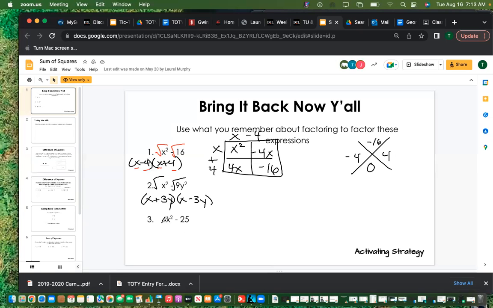All right, on the last one, same thing's going to happen. I'm going to take the square root of both of these. What's the square root of 4? 2. What's the square root of x squared? What's the square root of 25? So we're going to get a 2x plus 5 times a 2x minus 5. Let's take a second. Are there any questions?